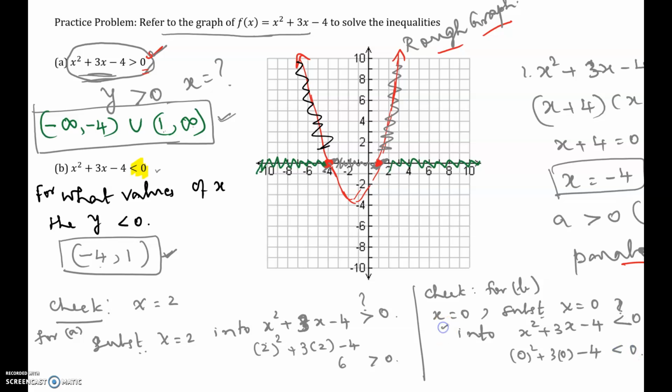Therefore, it does satisfy. So, for y more than 0, graphically you pick all those values of x for which the graph is above the x-axis. For less than 0, you pick all those values of x for which y is negative, or the graph is below the x-axis. Hope this video helps.